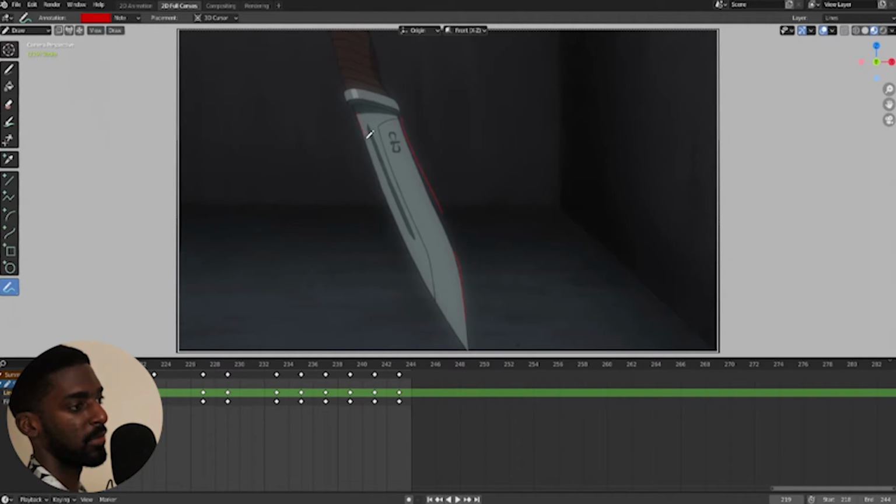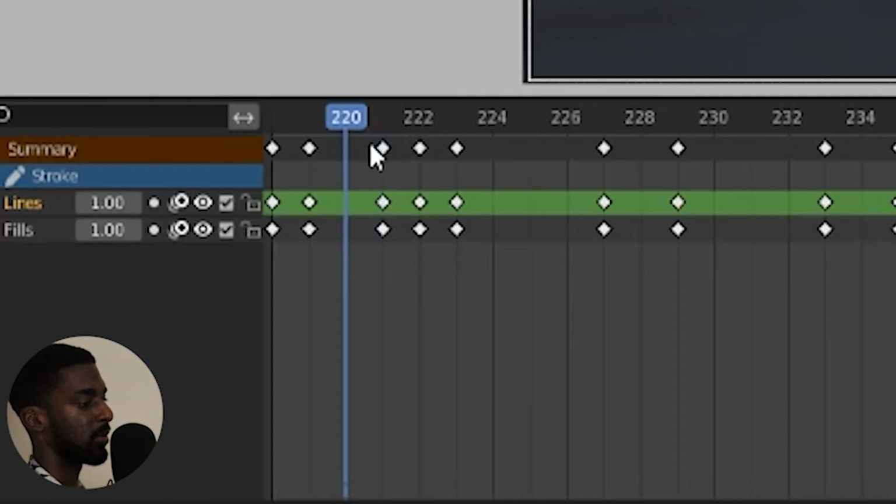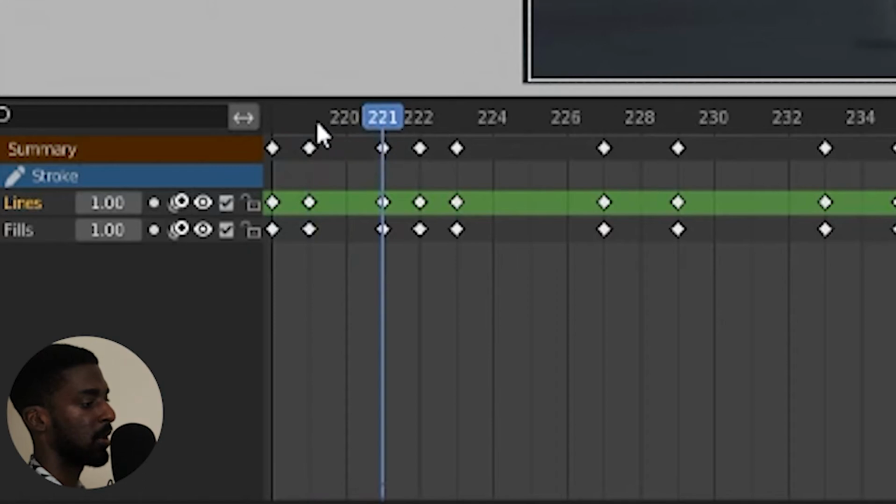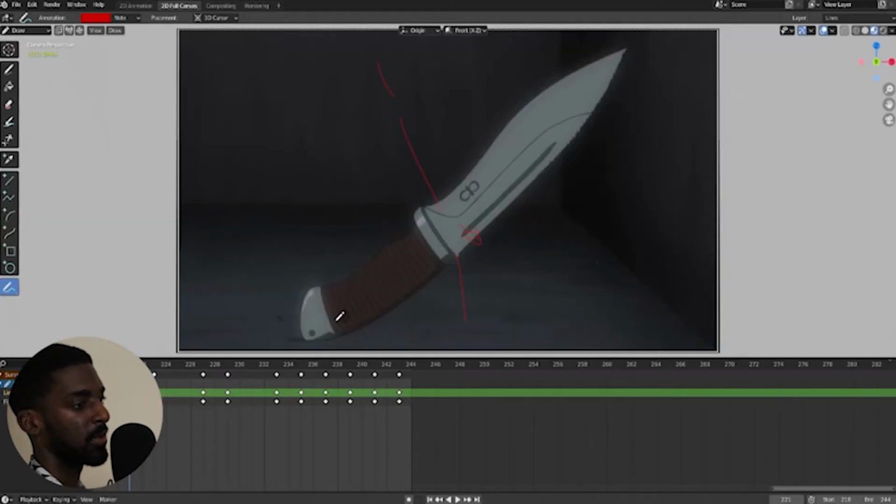There's a lot of Gaussian blur here, famous for anime. And then this is where it goes into threes. 1, 2, 3. See, 1, 2, 3. So it goes 219, 220, 221, and it falls on that third frame. And you can imagine the blade.